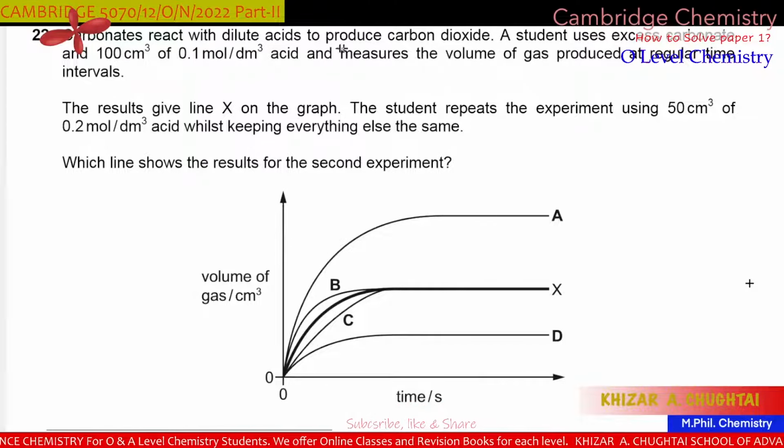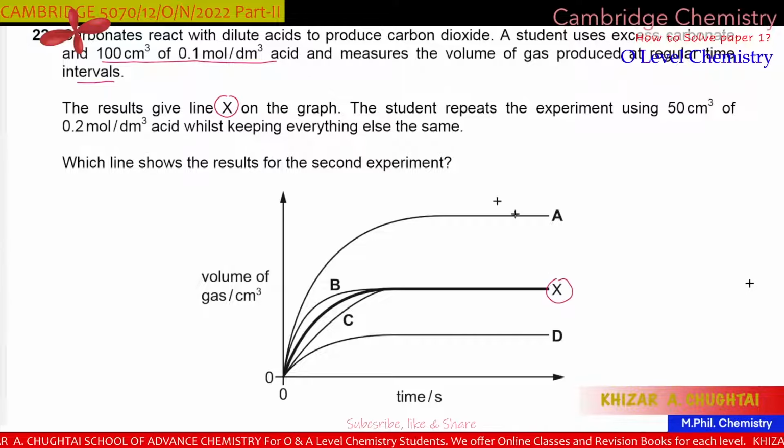Carbonates react with dilute acid to produce carbon dioxide. A student uses excess carbonate and 100 centimeter cube of 0.1 mole per dm cube acid and measures the volume of gas produced at regular time intervals. The result gives the line X on the graph. Here is the line X. The student repeats the experiment using 50 centimeter cube of 0.2 mole per dm cube acid whilst keeping everything else constant. Which line shows the result of the second experiment?